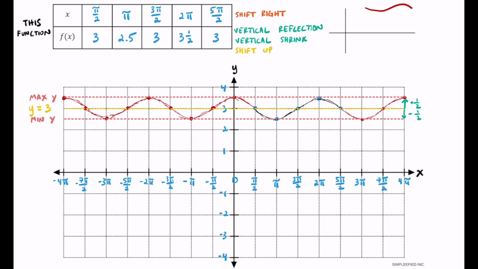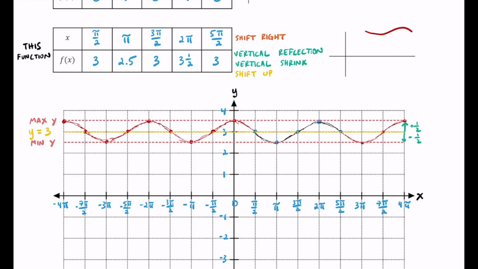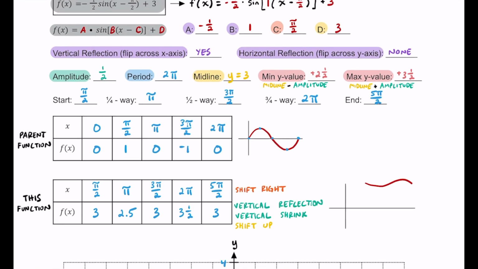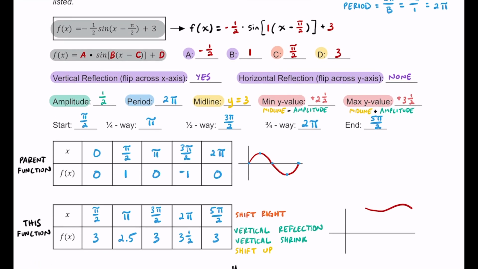All right, so there you have this graph of this sine function. Again, this sine function had a bunch of different transformations going on here. So just to recap very, very quickly, this -1/2 told us that we did have a vertical reflection as well as a vertical shrink. It got compressed by a factor of 1/2. The b value of 1 told us the period is going to stay the same as 2 pi, no effect. This pi over 2 for c let us know that we're shifting to the right pi over 2 units. That affects the x values. And then this +3 at the end for d lets us know that our midline shifts up 3 units. And it also tells us that all our y units are going to shift up 3 units as well.